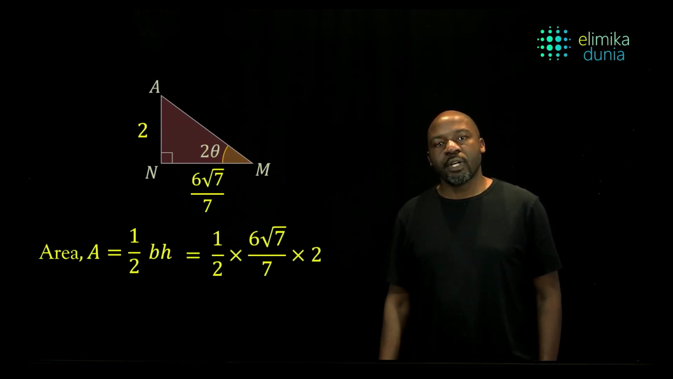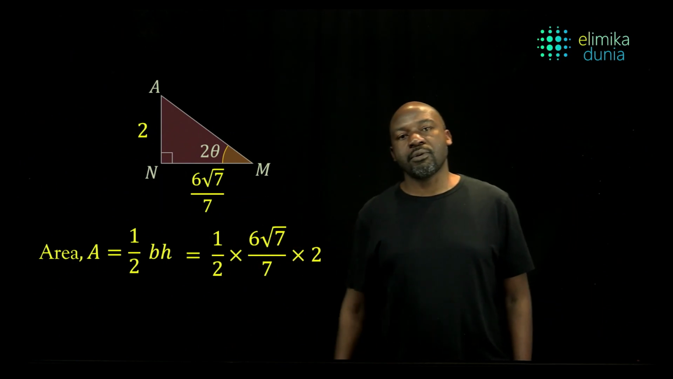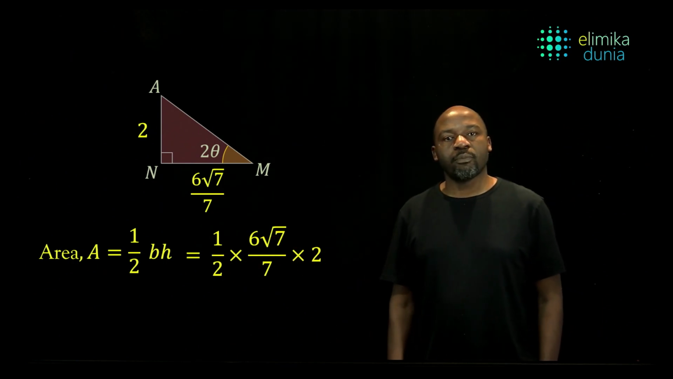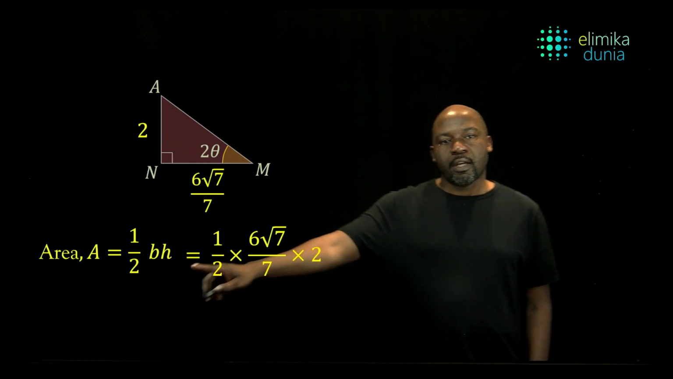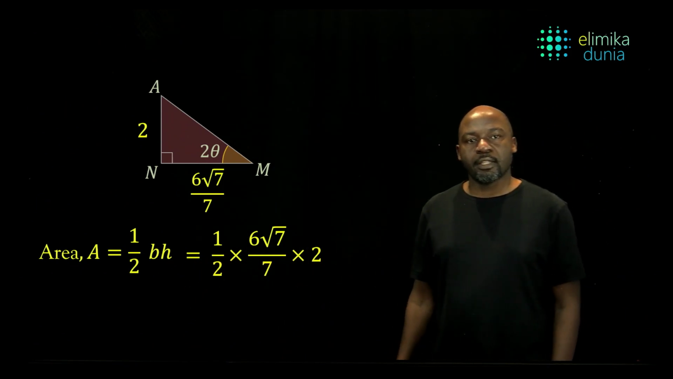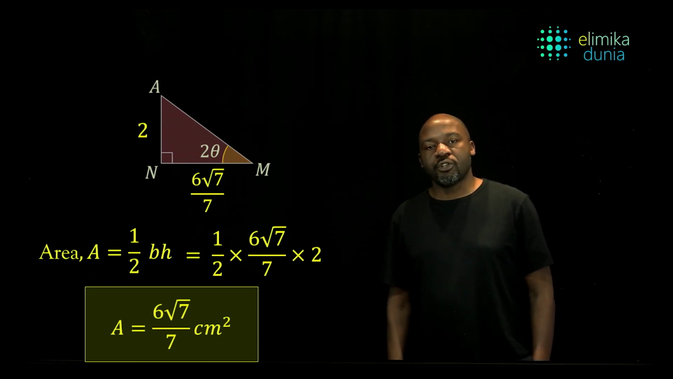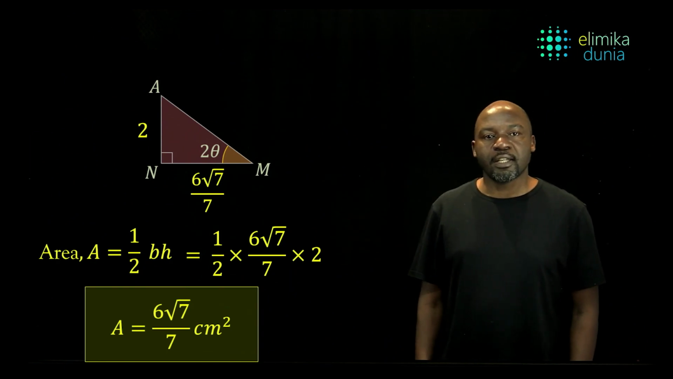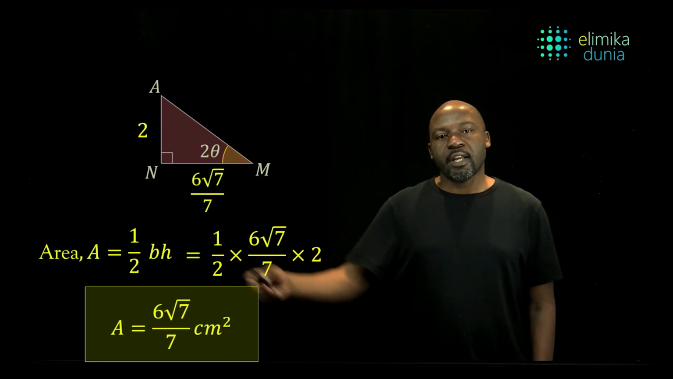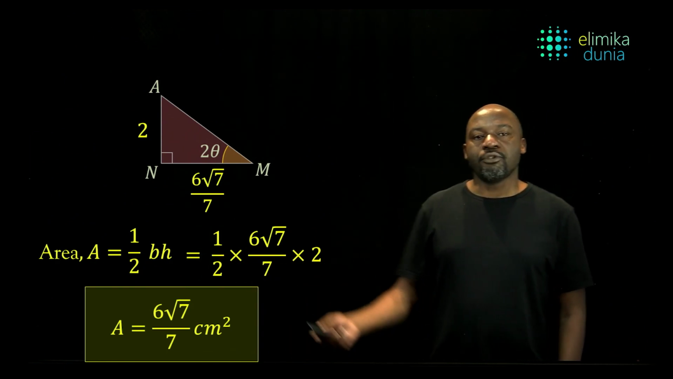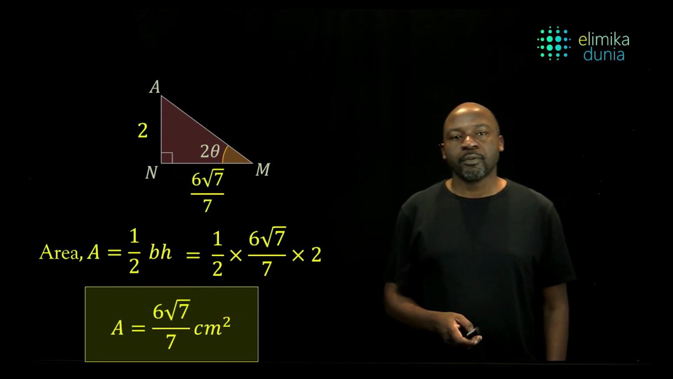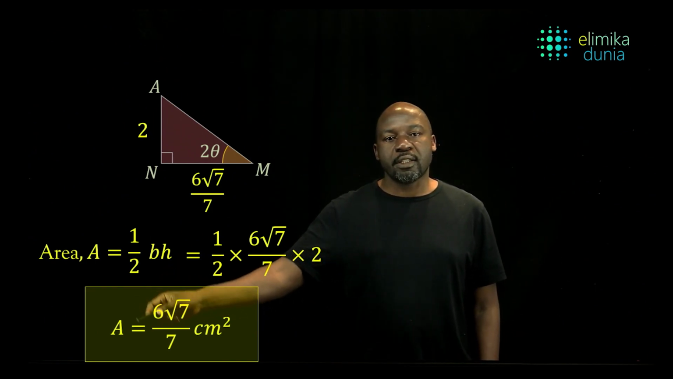If we do so, we get a half. Our base is 6 root 7 over 7, and multiply that by 2. The 2 can cancel the 2 on the other side, and so we are left with an area of 6 root 7 over 7. Now the question says to leave our answer as exact, and that means we leave it like that, right? If you try to change that into a decimal, then the answer you get is not exact.